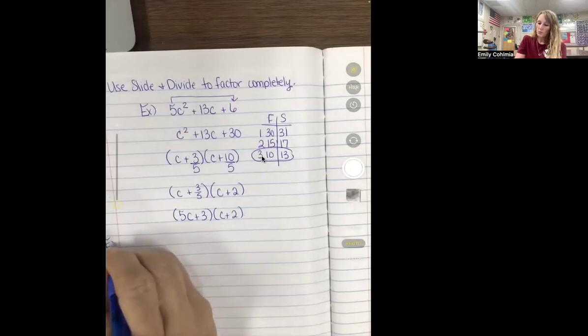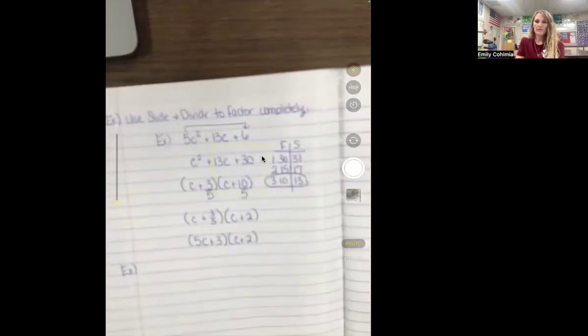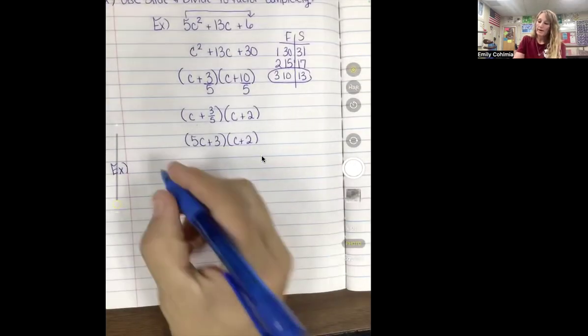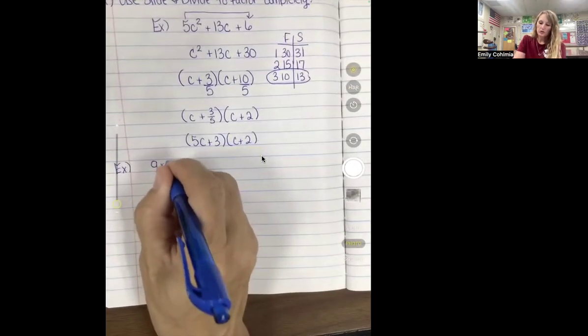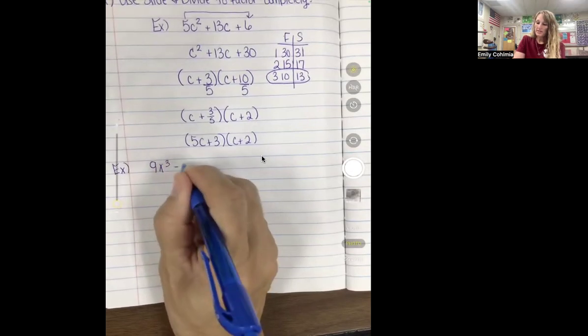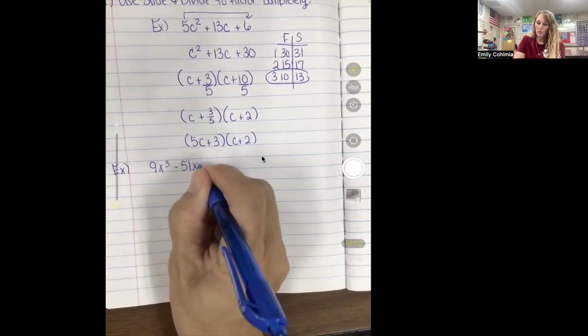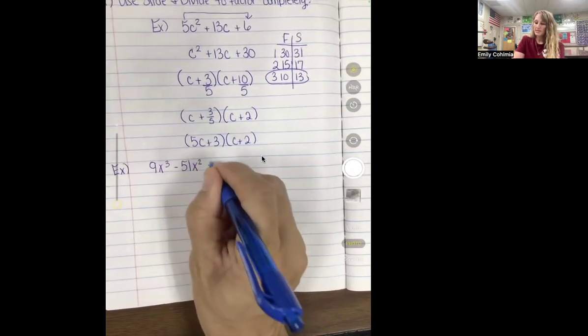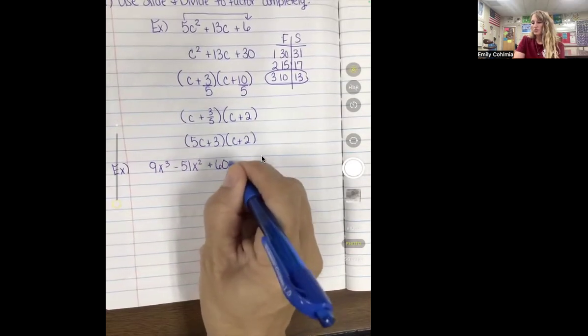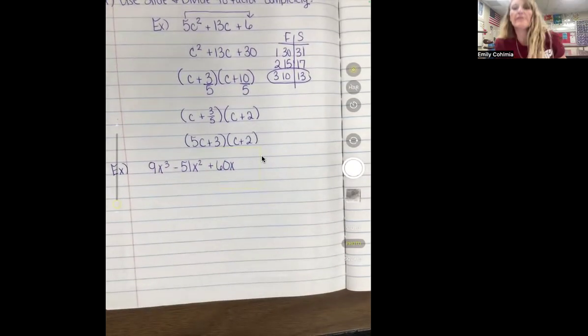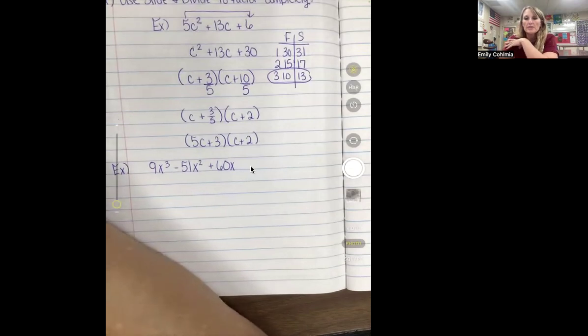I'm going to give you guys one. I'm not going to work it out, but I'm going to give you the answer here in just a minute. It is 9x to the third power minus 51x squared plus 60x. I want you to use slide and divide. Go ahead and pause the video. Use slide and divide. See if you can get the correct answer, and then come back and I will tell you what the answer is.